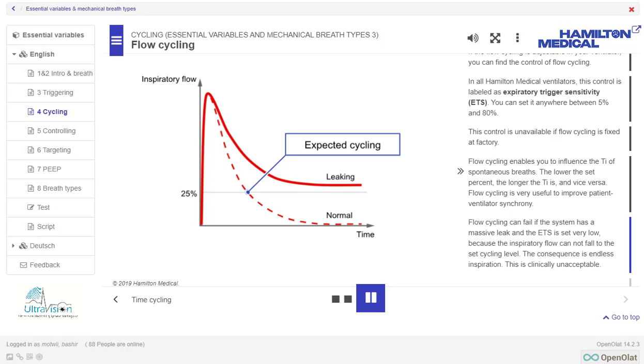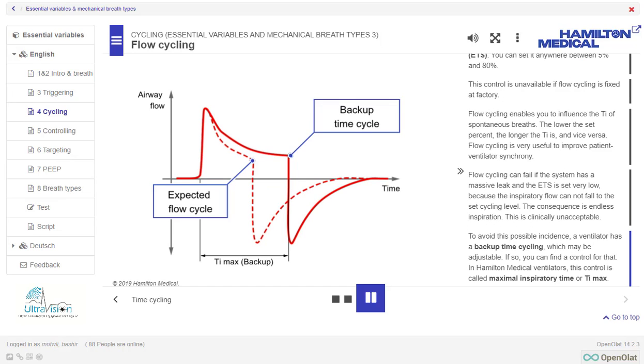Flow cycling can fail if the system has a massive leak and the ETS is set very low, because the inspiratory flow cannot fall to the set cycling level. The consequence is endless inspiration. This is clinically unacceptable. To avoid this possible incident, a ventilator has a backup time cycling, which may be adjustable. If so, you can find a control for that. In Hamilton medical ventilators, this control is called maximal inspiratory time or TI maximum.